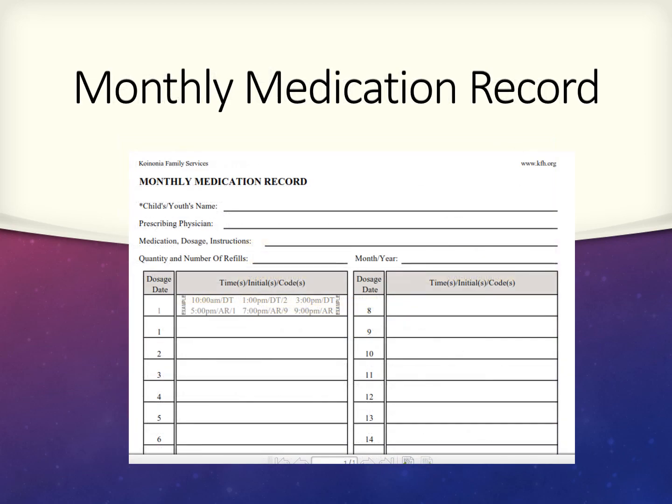The monthly medication record is used to record any medication that a child or youth receives while in placement. This form is completed for each medication and is collected on a monthly basis by Quantity staff.